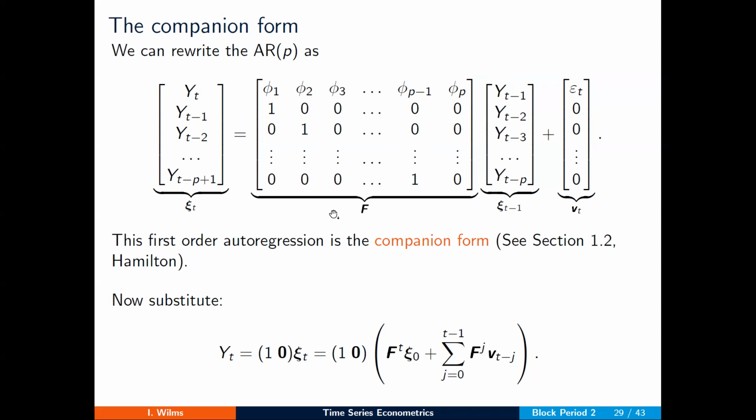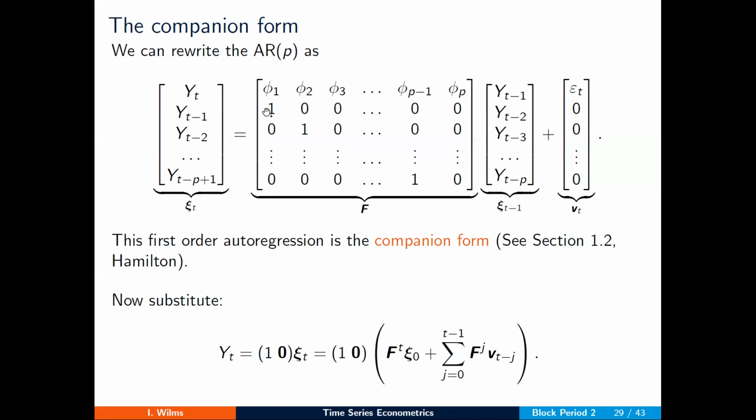Now the P by P matrix F needs to be filled in such a way that we retrieve from this system of equations our ARP model equation. And this can be seen from the first line, where yt is nothing more than phi1 times yt minus 1, plus phi2 times yt minus 2, and so on, all the way up until the end. And don't forget the error term, which we collect over here. So the first equation gives you the model equation of the ARP process.